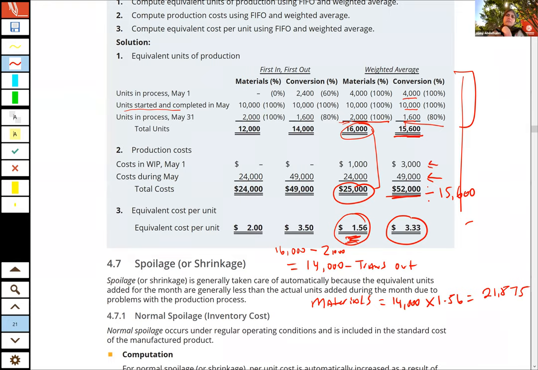21,875. Is that what you guys are getting? Correct. 21,840. Well, not quite, because this is one of those occasions where rounding makes it a little bit different. If you take 25,000 and divide it by 16,000, I get 1.562. Is that what you get? Yes. 1.5625 is the way I did it. Then you multiply that by 14,000, and I get this 21,875. Is that what you get? Yes, Professor. Okay, good.